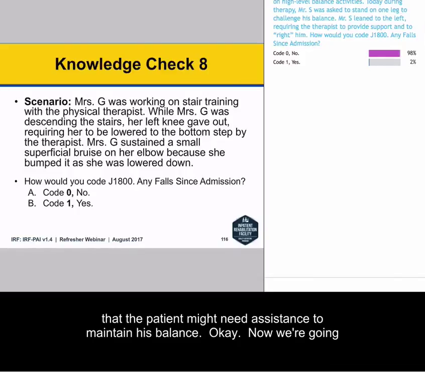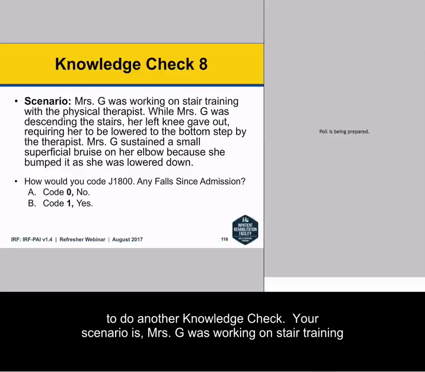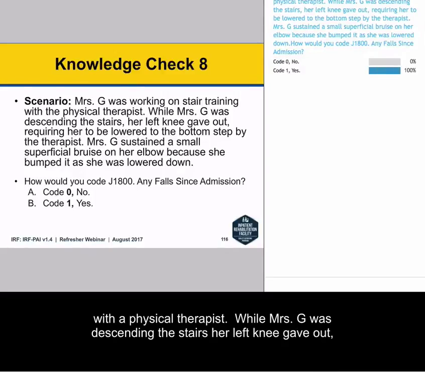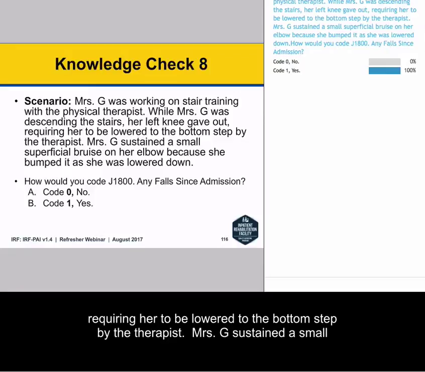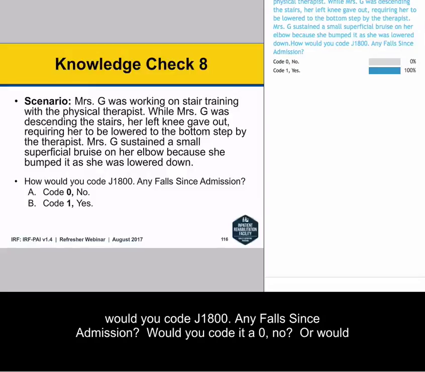Okay, now we're going to do another knowledge check. Your scenario is Mrs. G was working on stair training with the physical therapist. While Mrs. G was descending the stairs, her left knee gave out, requiring her to be lowered to the bottom step by the therapist. Mrs. G sustained a small superficial bruise on her elbow because she bumped it as she was lowered down. How would you code J1800, any fall since admission? Would you code it a 0, no, or would you code it a 1, yes?